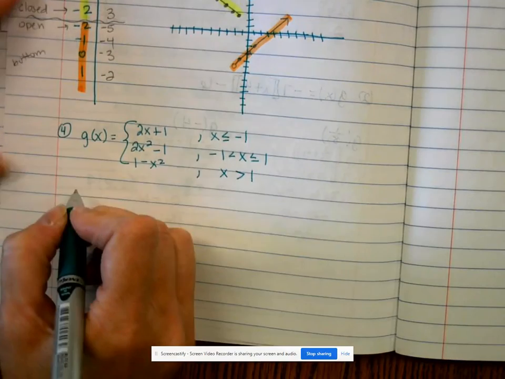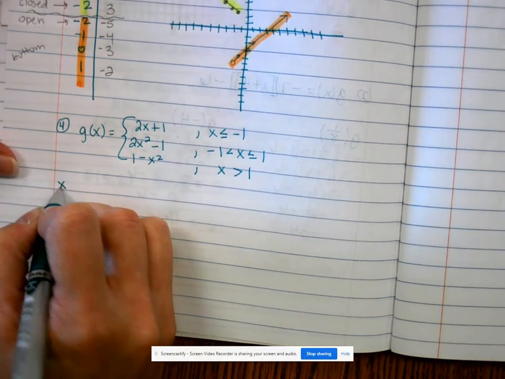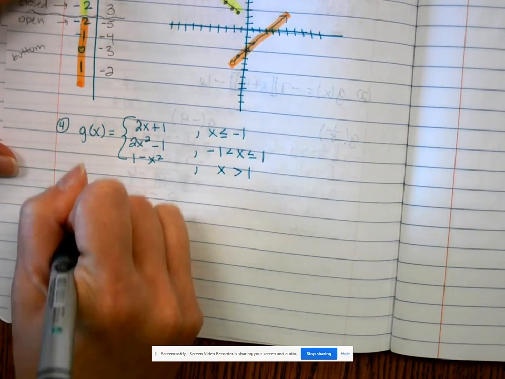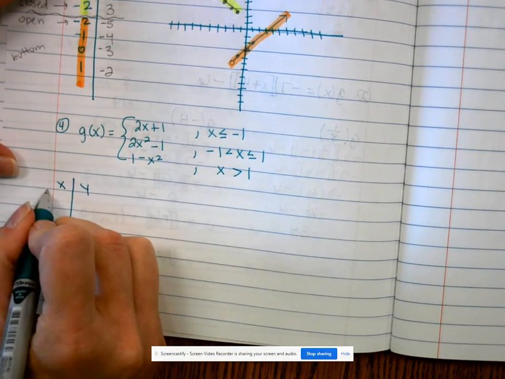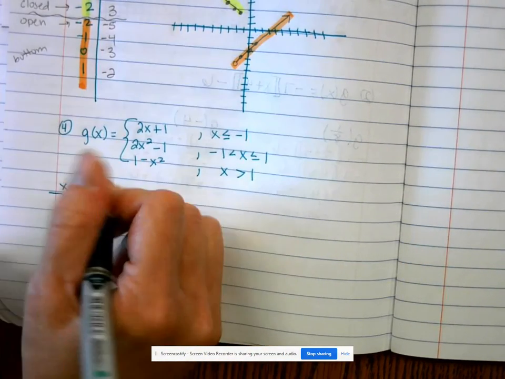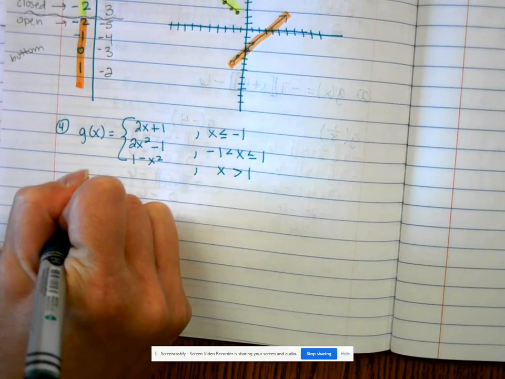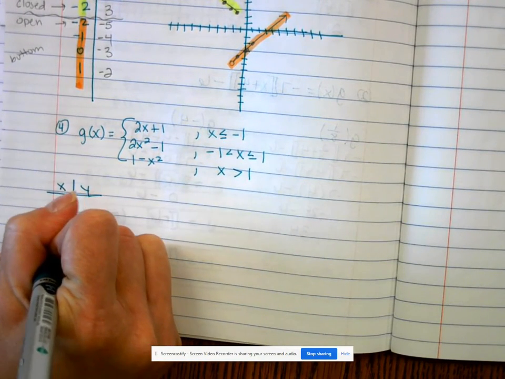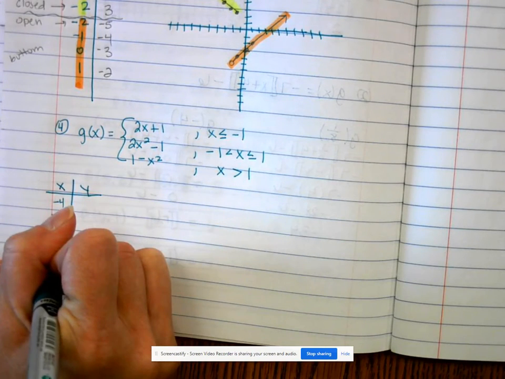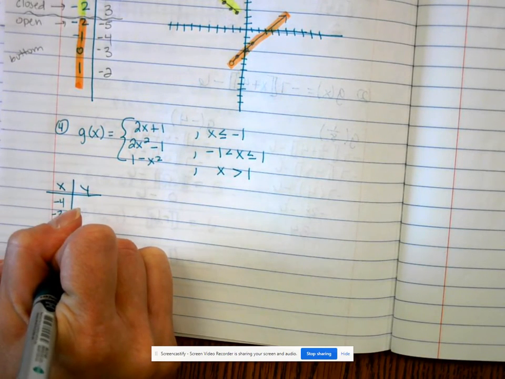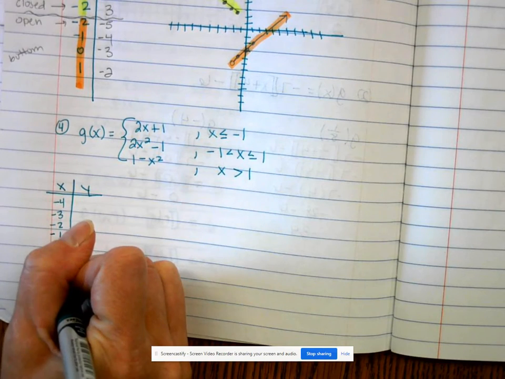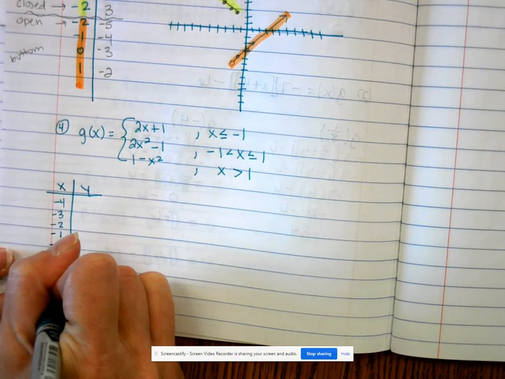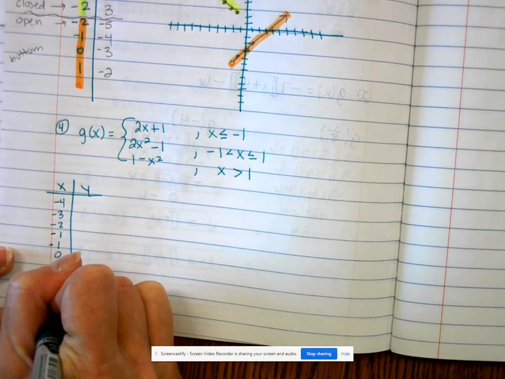All right, so again, we need to make a t-table. We need some values that are smaller than negative 1. I'm going to run out of space. I should have started another page, but I didn't, so we just got to make it work. Then we need negative 1 to 0 to 1, so we'll do 0, 1, and then we need 1 and a couple of numbers bigger.